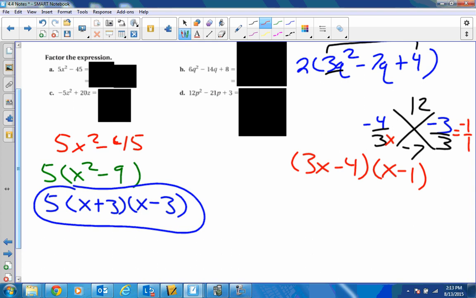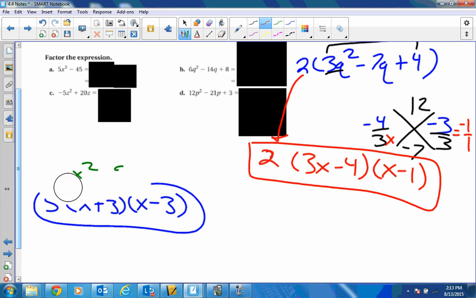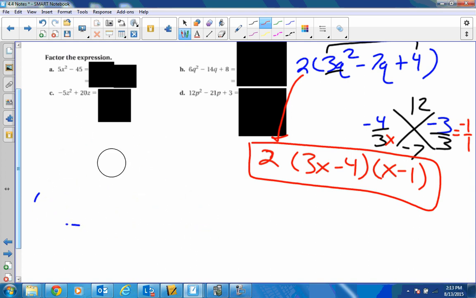We still have to bring down our 2, though. Whatever we factored out, we have to bring that 2 down. And that will be our complete answer. So 2 times (3x minus 4)(x minus 1) is how you go about doing that. Let's look at C. I'm going to erase A just because I ran out of room, and you should have it down by now.